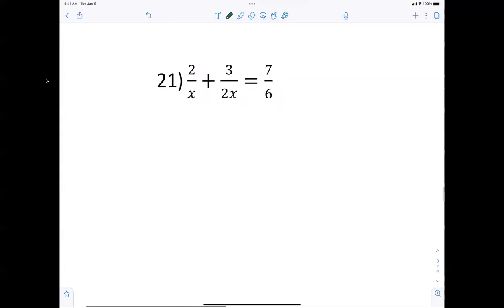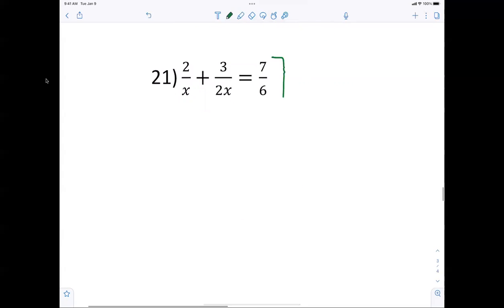Here we go, 21. All right, what am I multiplying by? 6x. What's the common denominator with 2 and 6? All right, so the first fraction is going to be, what happens to it? The x's cancel, so it's 12 plus 9 equals 7x.